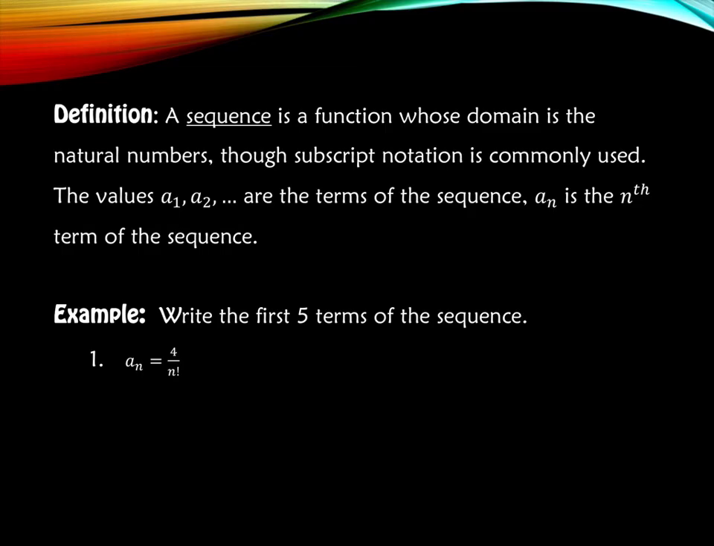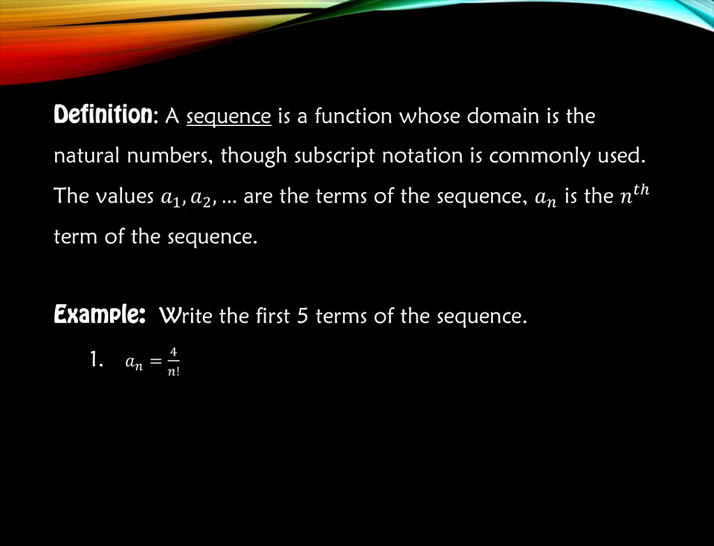So a sequence is a function whose domain is the natural numbers, where natural numbers are your counting numbers, 1, 2, 3, 4, and so forth. Though subscript notation is commonly used. So the values a1, a2, ... are the terms of the sequence. An is the nth term of the sequence. Okay, so the subscripts are the natural numbers. We're going to use this notation. This is very common notation.